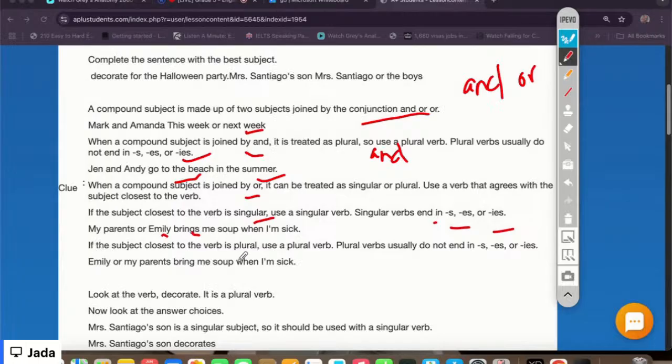Then if the subject closest to the verb is plural, you have to use the plural verb. Plural verbs do not end with s, es, or ies. So Emily or my parents bring me soup when I'm sick. So as you can see, my parents, it's with s, and it is the subject closest to the verb. So the verb will be what? Plural. Okay?